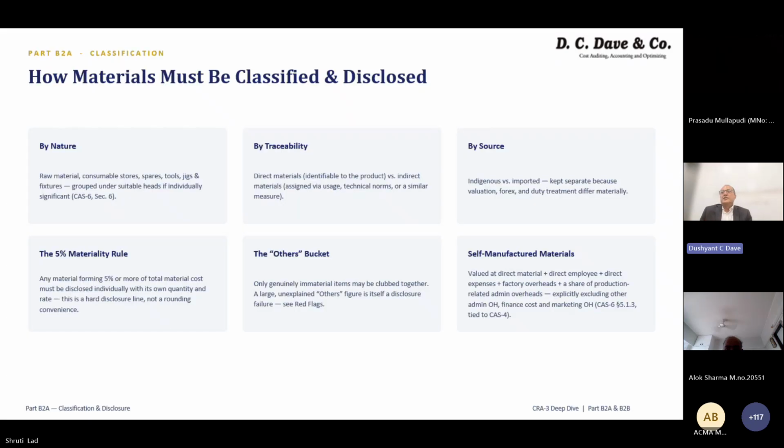Now, I have already spoken about it, but I will repeat this, that materials must be classified and disclosed by nature, by traceability, by source, the 5% materiality rule, the others bucket, and the self-manufactured materials. So this is how you can classify the material and disclose it.